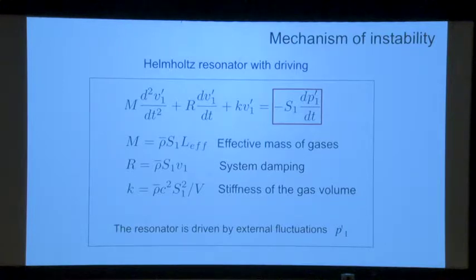And when you look at the equation for that, again, we get that equation. I'm not deriving this, but it's in one of the papers that we wrote. And so this is the effective mass of the gases, the system damping, the stiffness of the gas volume. So the resonator is driven by external fluctuations in pressure. So we have to express these pressure fluctuations.